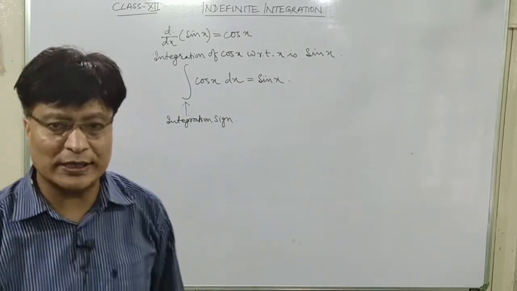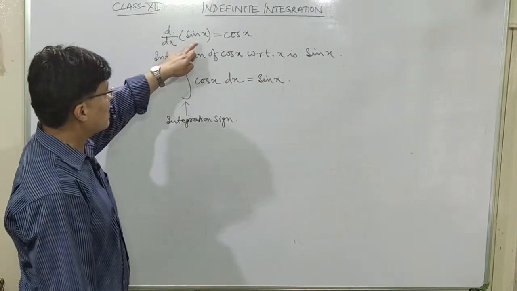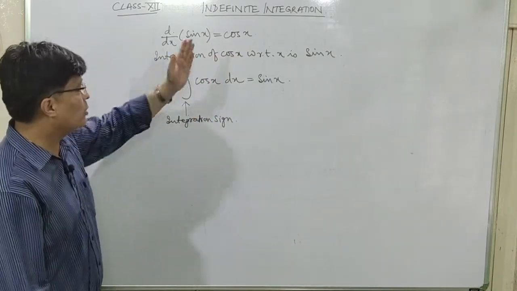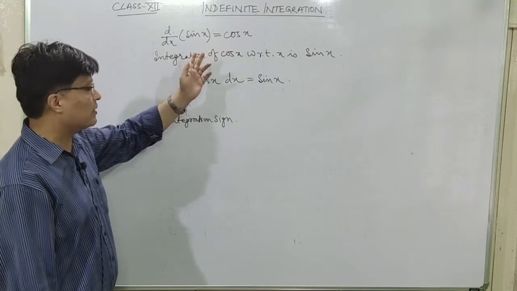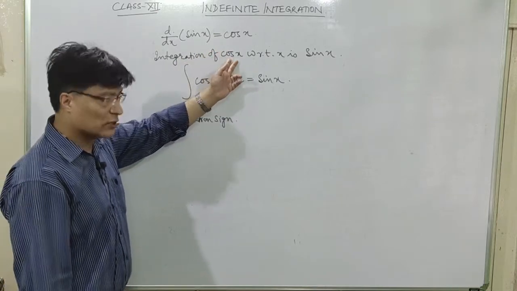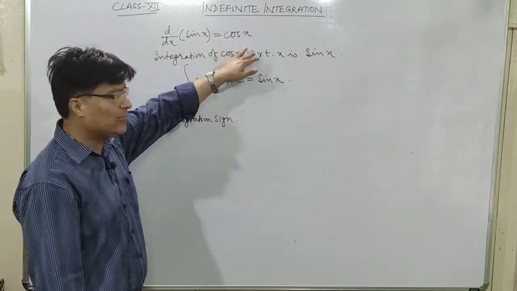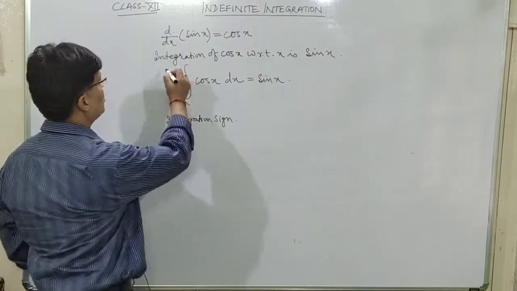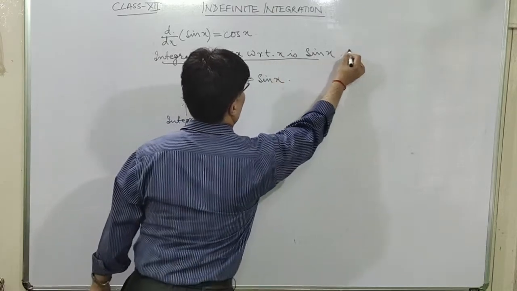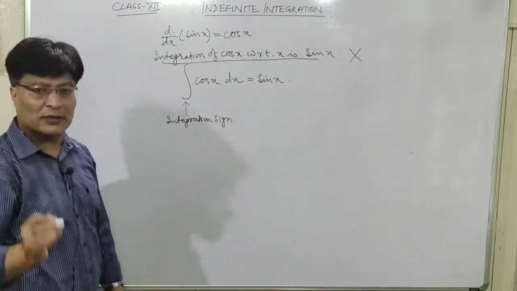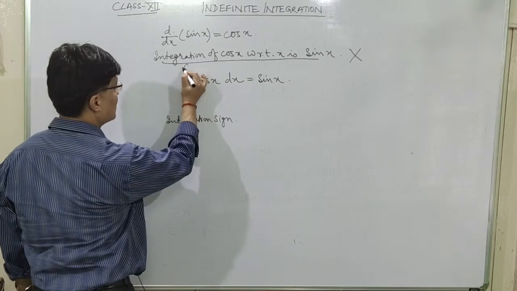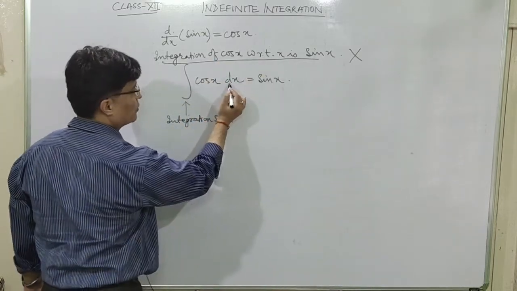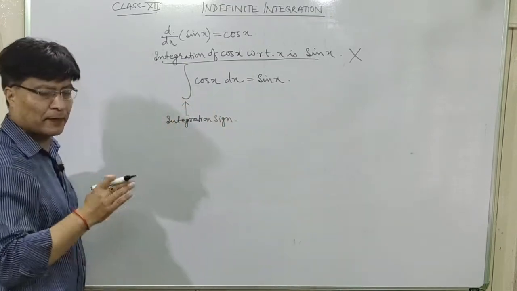So I think you have understood it. That is d by dx of sin x is equal to cos x. You know this formula. So in the reverse way you can read it as integration of cos x with respect to x is sin x. But we should not write this sentence. We do not write this sentence. How do we write it? This is the sign of integration, integration of cos x with respect to x, that is dx, is equal to sin x.